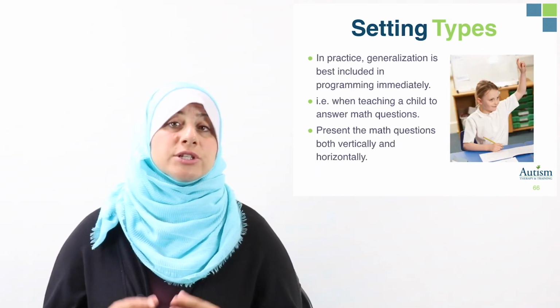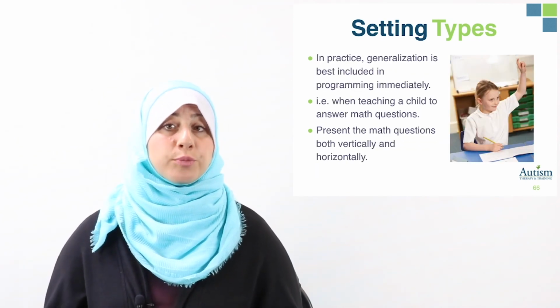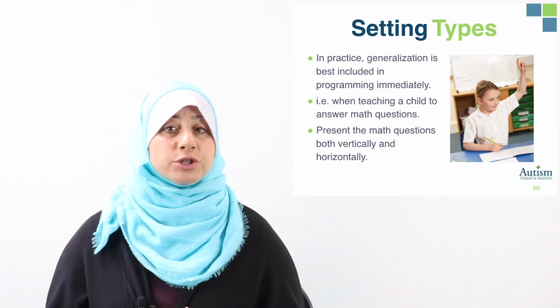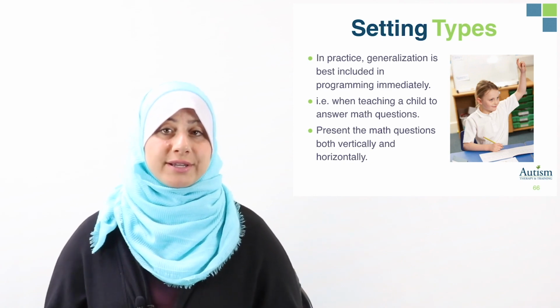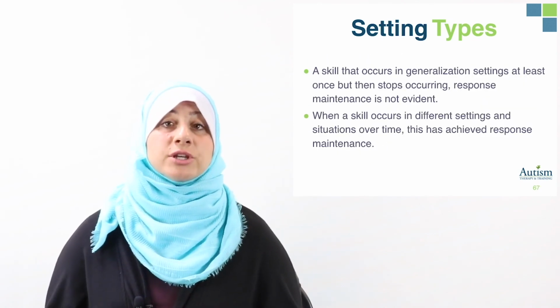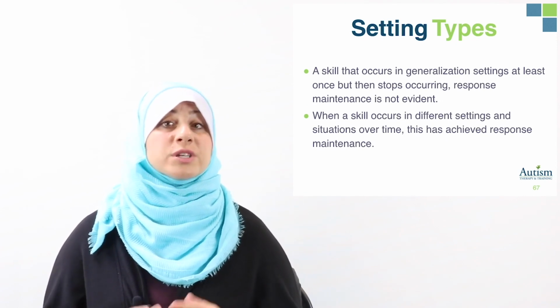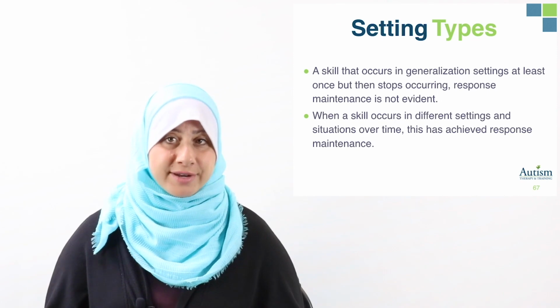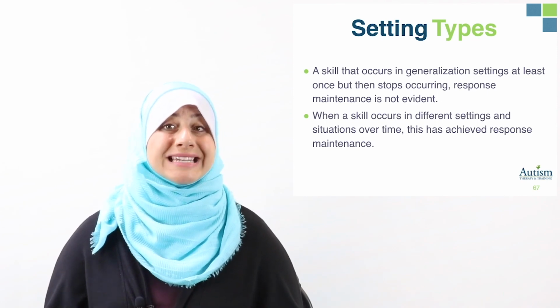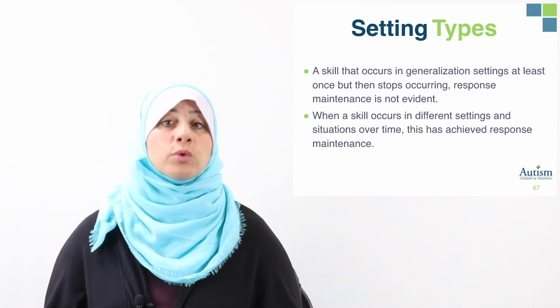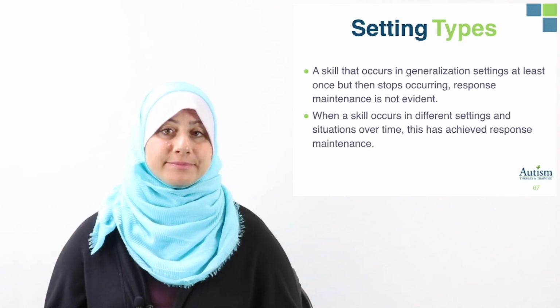In practice, generalization is best included in programming immediately. For instance, when teaching a child to answer math questions, present the math questions both vertically and horizontally. If a skill occurs in the generalization setting at least once, but then stops occurring, response maintenance is not evident. When a skill occurs in different settings and situations over time, this is achieved response maintenance.